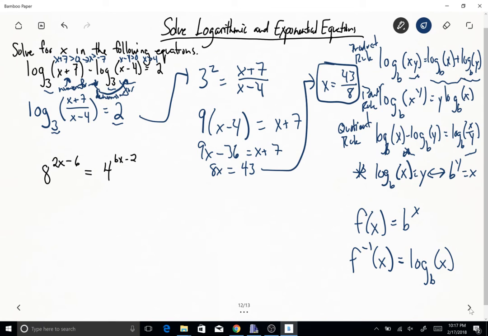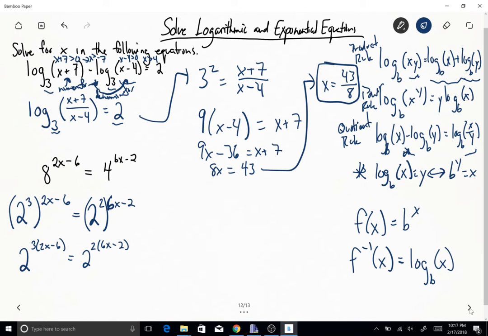8 and 4, if you notice, we could write those as powers of 2. So you could write the first one as 2 cubed, raised to the 2x minus 6, and the second one is just 2 squared, raised to the 6x minus 2. So with properties of exponents, you can actually multiply those exponents out. So you get 2 to the 3 times 2x minus 6 equals 2 to the 2 times 6x minus 2. So these things are one-to-one functions, hence they have an inverse.